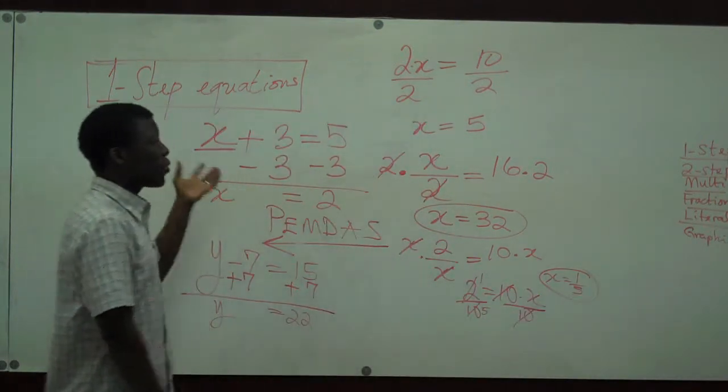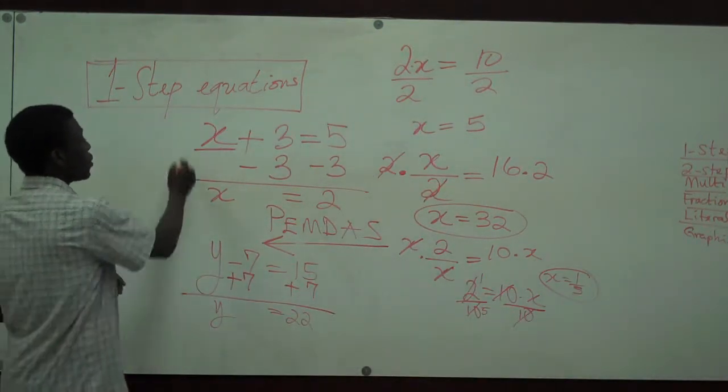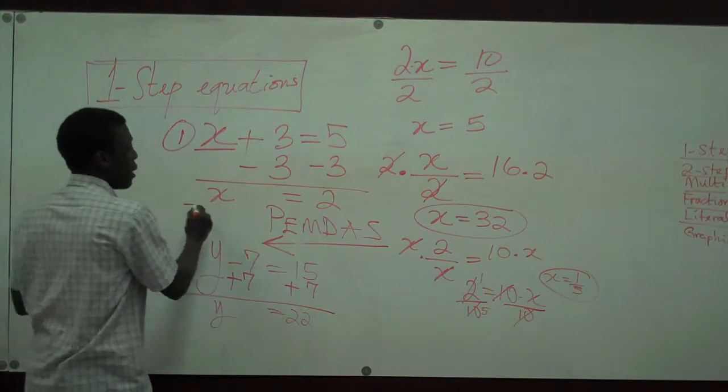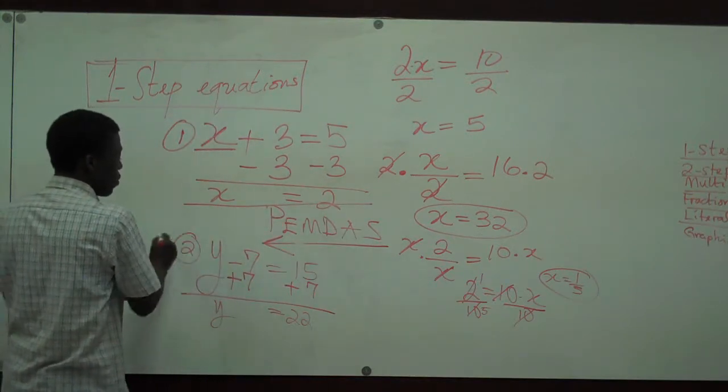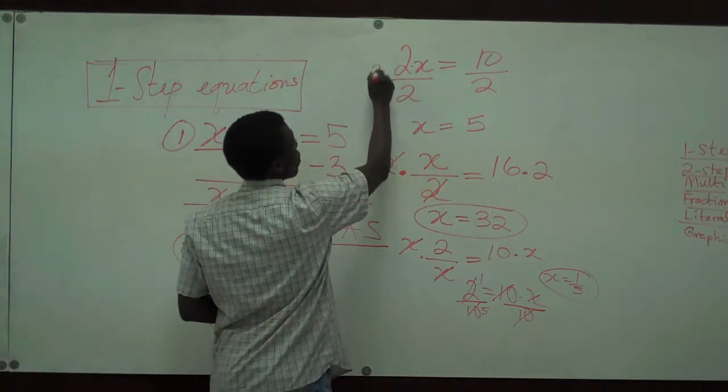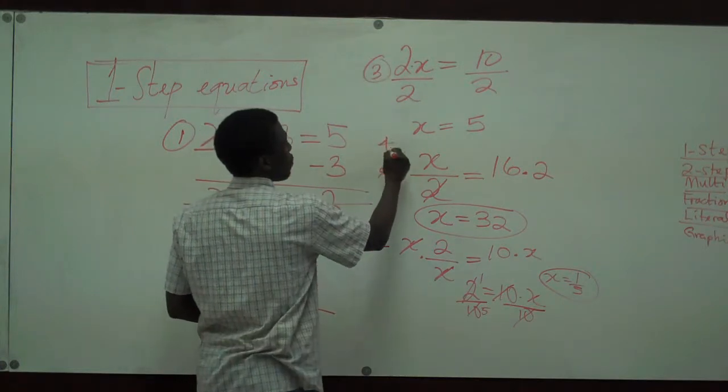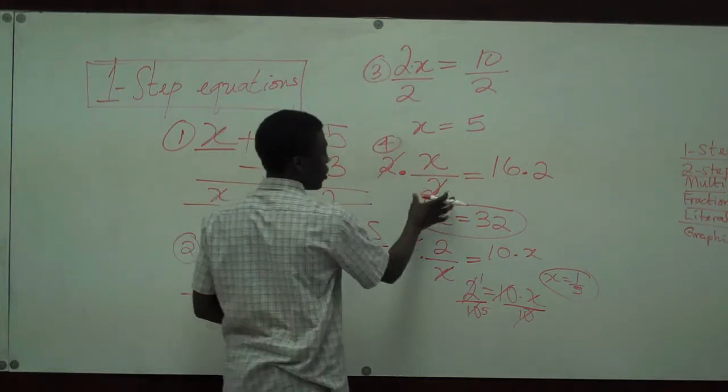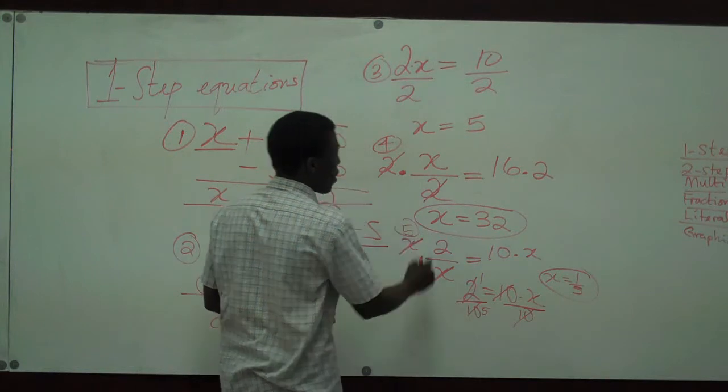So just a few examples for you to think about solving one-step equations. Here we have the first one. We have the second one when there's subtraction involved. We have the third one with multiplication. We have the fourth one with a division. And we have the fifth one when the variable is on the bottom.